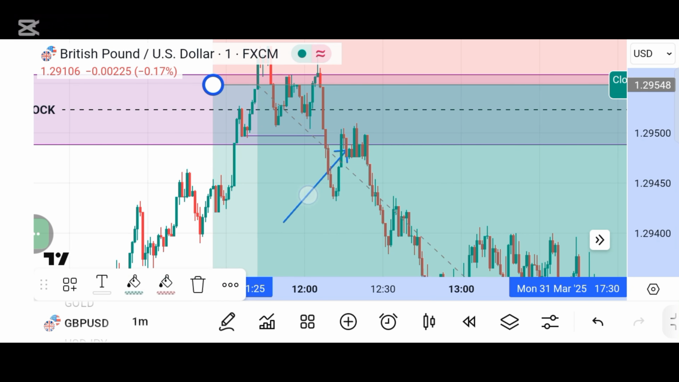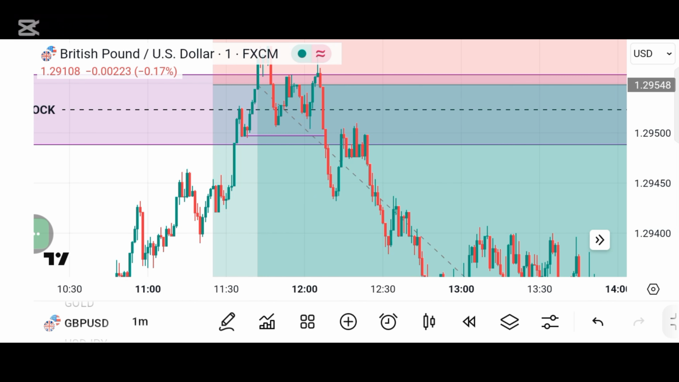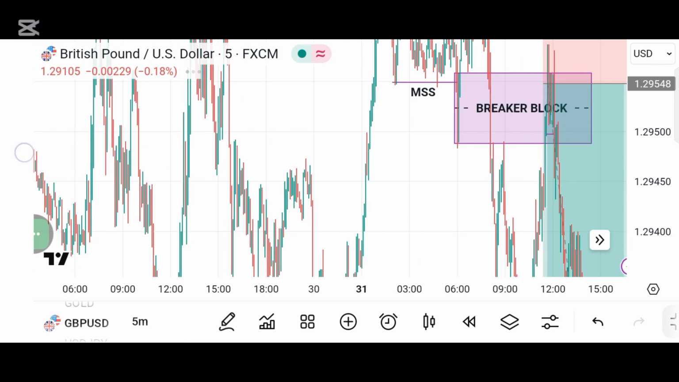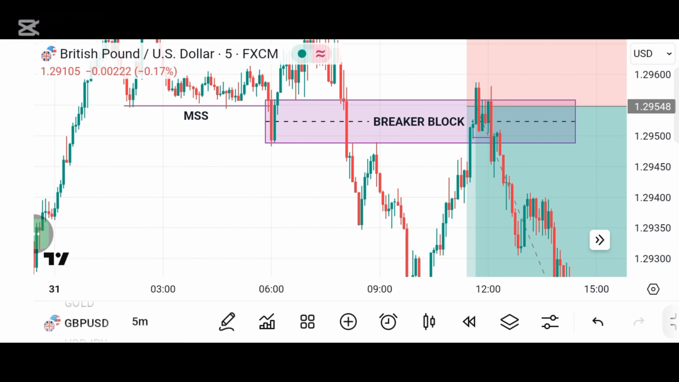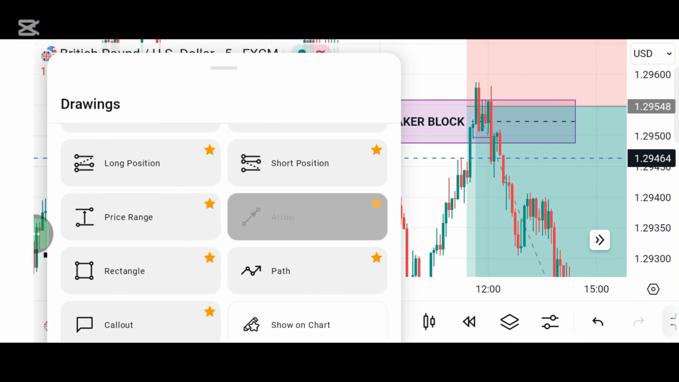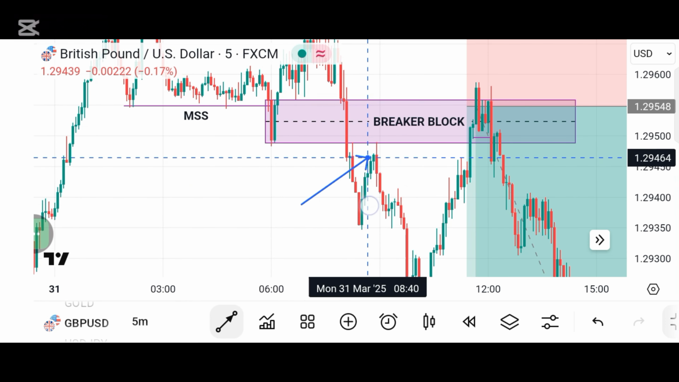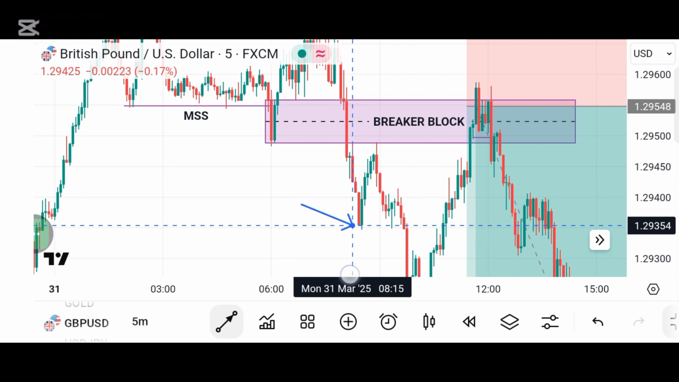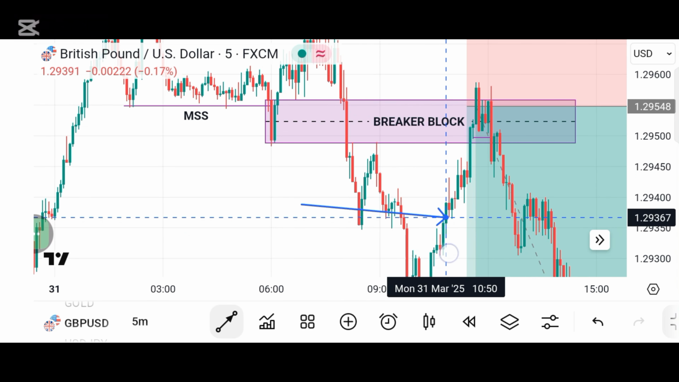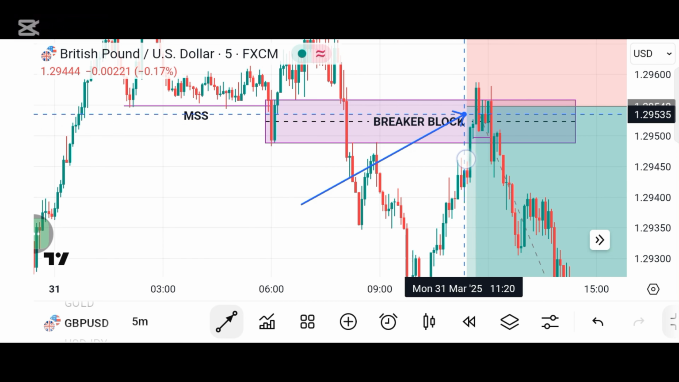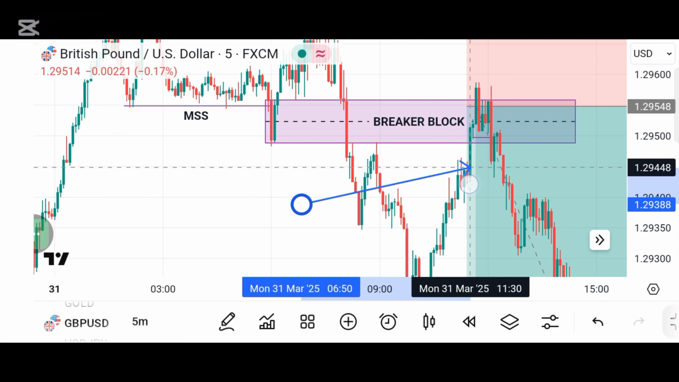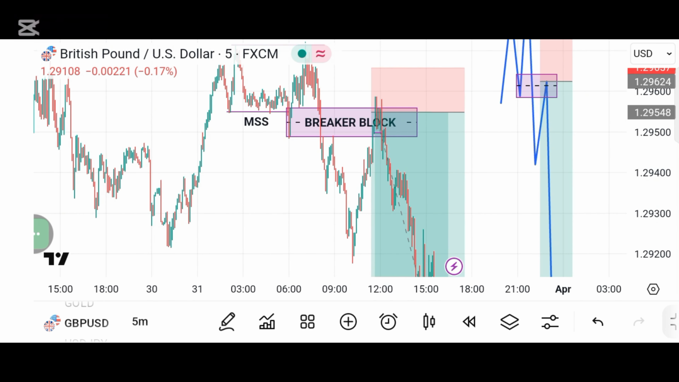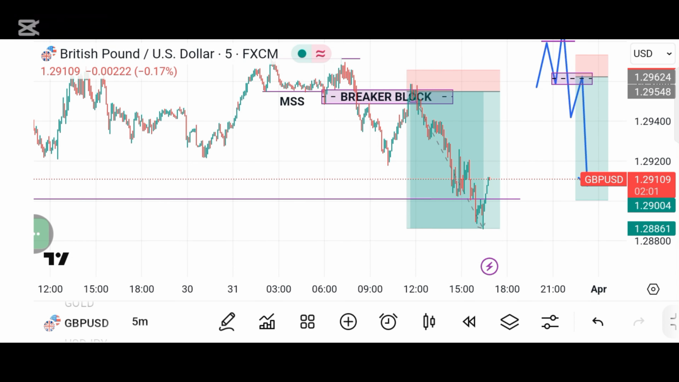So before I even got the setup, or before price came to the breaker block itself, I already took my first entry around here, because I told you most times price tends to skip or snub a good setup. So I already took my first entry around here, hoping that price is going to come to the breaker block so as to continue bearish. So when I had this break of structure and I saw retracement down here, I knew that this is the exact place price was going to come from, because we had already created a break of structure and a shift in market structure. So that is how I was able to get this very setup here. This is what a breaker block looks like. It is nothing very complex.